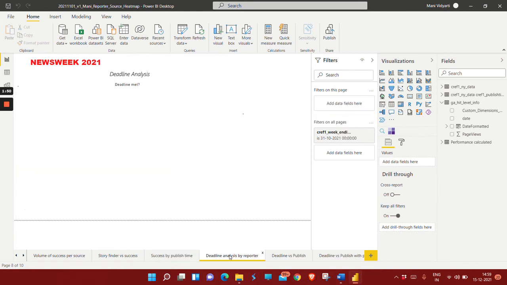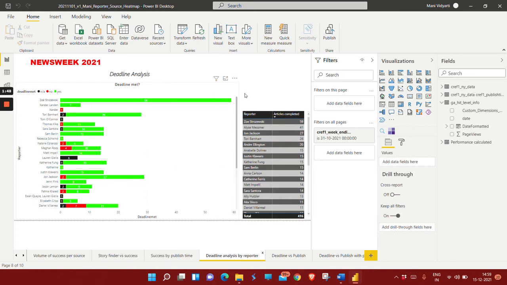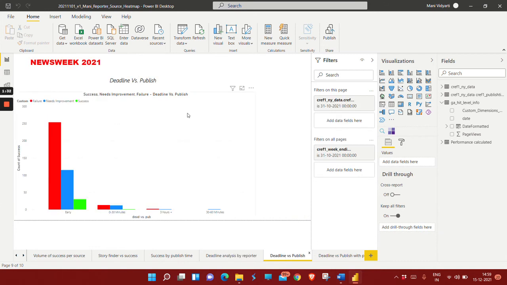This is the deadline analysis, like how many sources give, how many reporters give the story under the deadline, like Zoe Sterkovich gave 59 stories under the deadline part time. This is the deadline versus published chart, like what is the deadline time and what was the published time of a particular story. Like most of the stories were posted earlier than the deadline time.